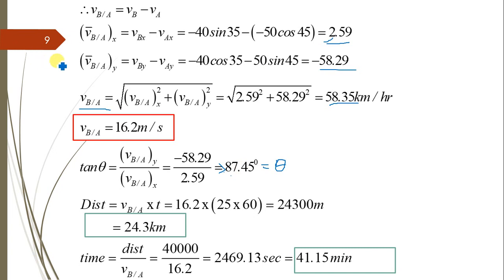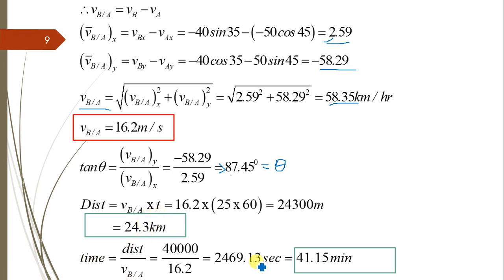So distance is equal to velocity multiplied by time, and as shortest distance is given, here VBA is 16.2 multiplied by time, which is given as 25 minutes, converted into seconds, 25 into 60. That is 24,300 meter or 24.3 kilometer. Means after 25 minutes they both are 24.3 kilometer apart from each other.